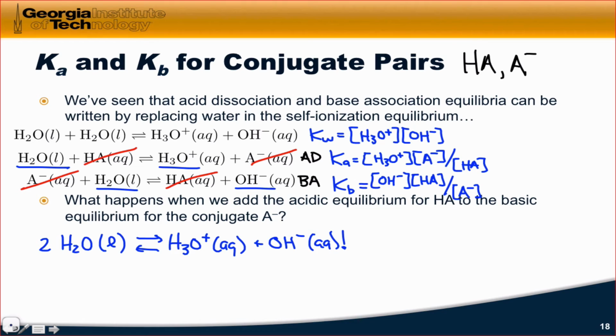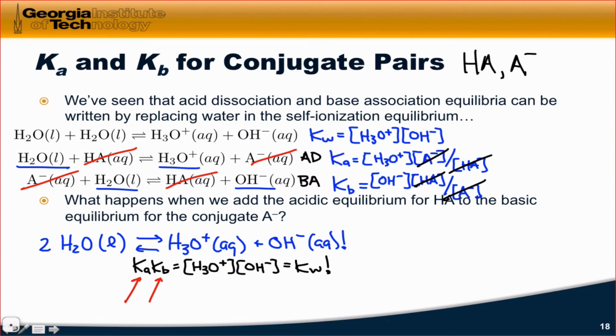And as we've seen before, if we want to calculate the K for this reaction, since we added the acid dissociation and the base association, we have to multiply Ka and Kb. And in fact, if we do multiply Ka and Kb, what we find is that A minus cancels out in the numerator of the acid dissociation and the denominator of the base association equilibrium expression, and HA cancels out as well. It's in the numerator of the base association equilibrium expression and the denominator of the acid dissociation equilibrium expression, such that the only thing we're left with is the concentration of hydronium times the concentration of hydroxide, which is equal to Kw.